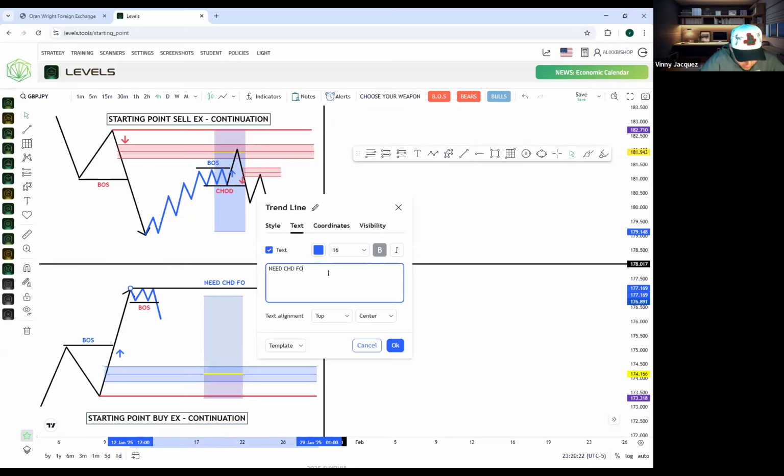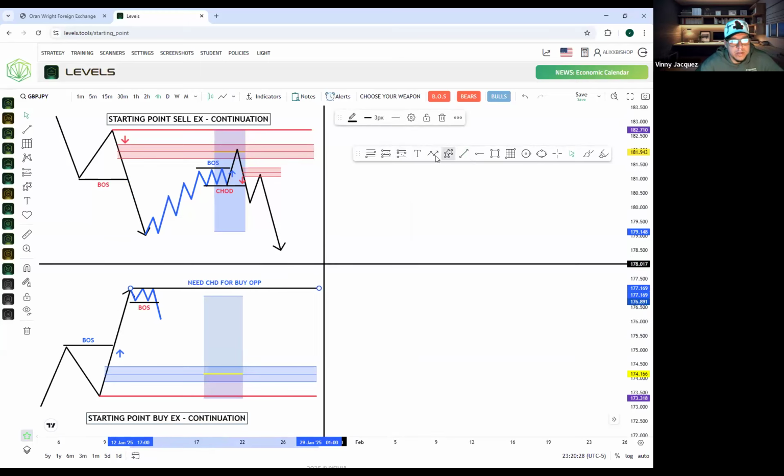Need a change of direction for a buy example or buy opportunity. Cool. So now if the market was going to reverse and start heading back up, guys, we would start waiting for this. Once this happens, we can start looking for some more buy opportunities. But until then, we're going to continue waiting for the BOSs to the downside.